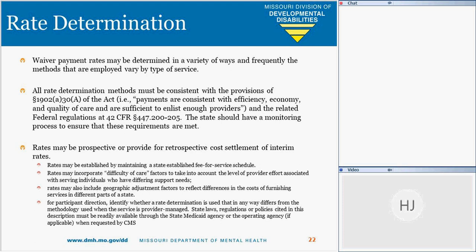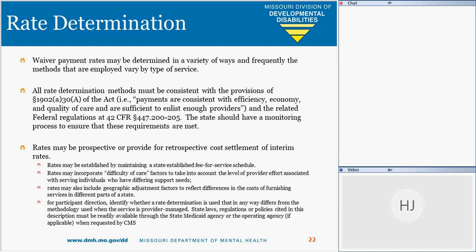The main thing that CMS looks at is that all rate determination methods must be consistent with Section 2 of the Social Security Act, which is that payments are consistent with efficiency, economy, and quality of care, and sufficient enough to enlist enough providers. It should have monitoring processes to ensure that these requirements are met. And this isn't only for the Medicaid waivers. This is for all of Medicaid when it comes to the payment being consistent with the economy and quality of care.